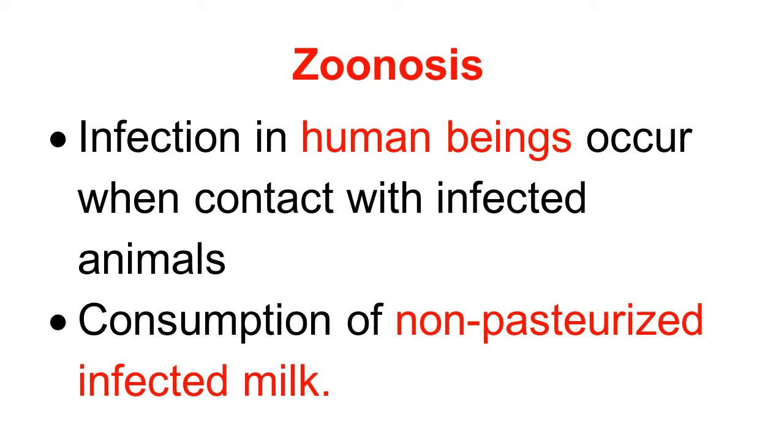Corynebacterium pseudotuberculosis organism has zoonotic importance. It produces a similar type of infection in human beings, and human beings get infection when they come in contact with infected animals or infected material. If a cow has mastitis, and if a human being consumes milk of such infected cattle, especially non-pasteurized infected milk, the human being suffers from this disease. So it has zoonotic importance.